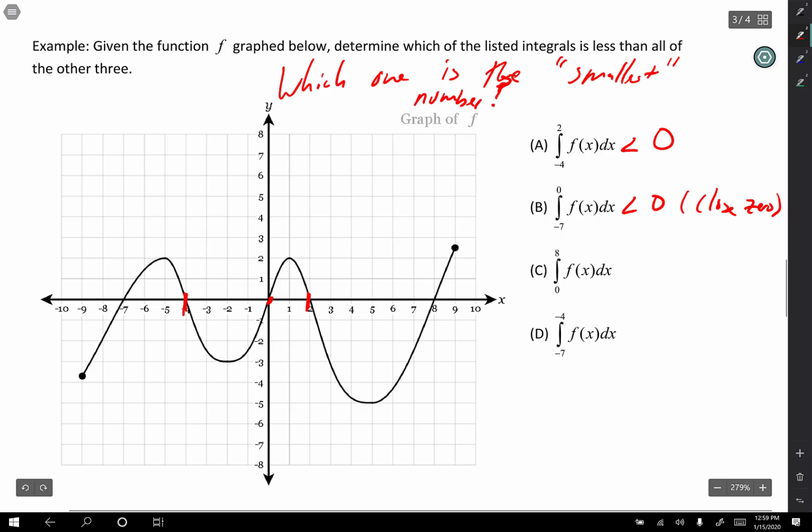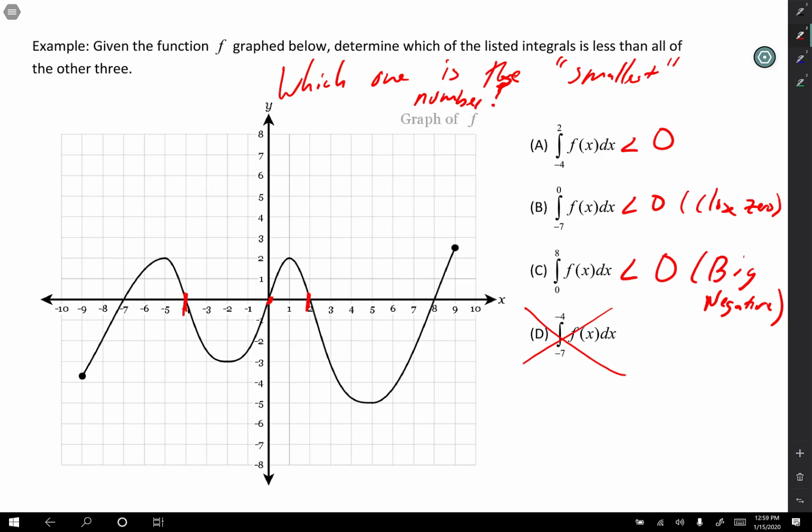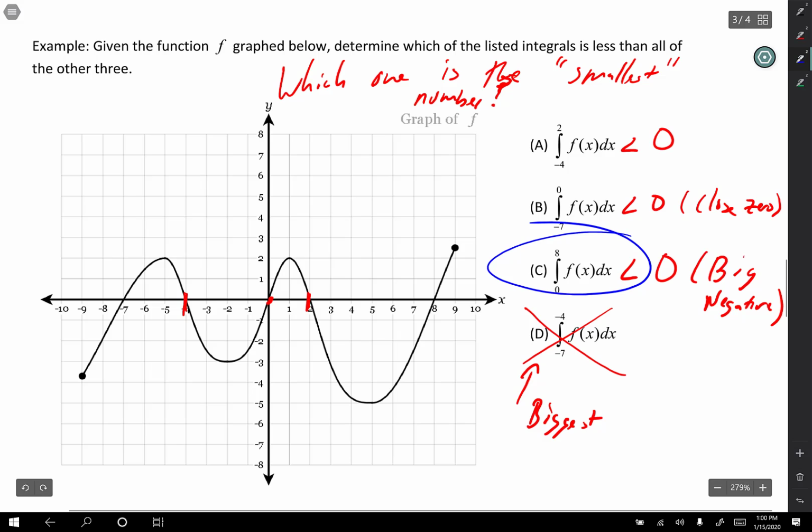Between 0 and 8, well, yeah, this is a big negative. Big negative. Which is what I want because that's smaller. Does that make sense? And then between negative 7 and negative 4, that's a worse answer. Do not choose letter D. Why do I not choose letter D? Yeah, it's a positive. That's the biggest one. So if you want to put biggest, that letter D one is the one. So the answer in this one is going to be C.